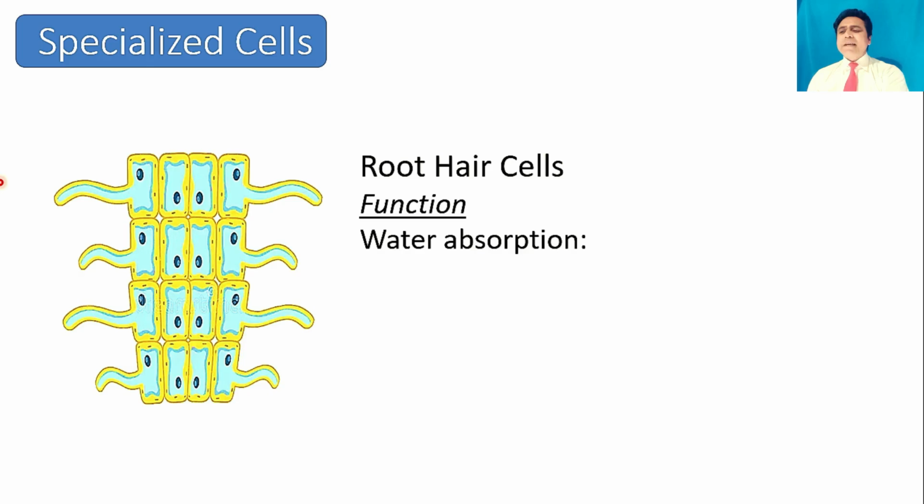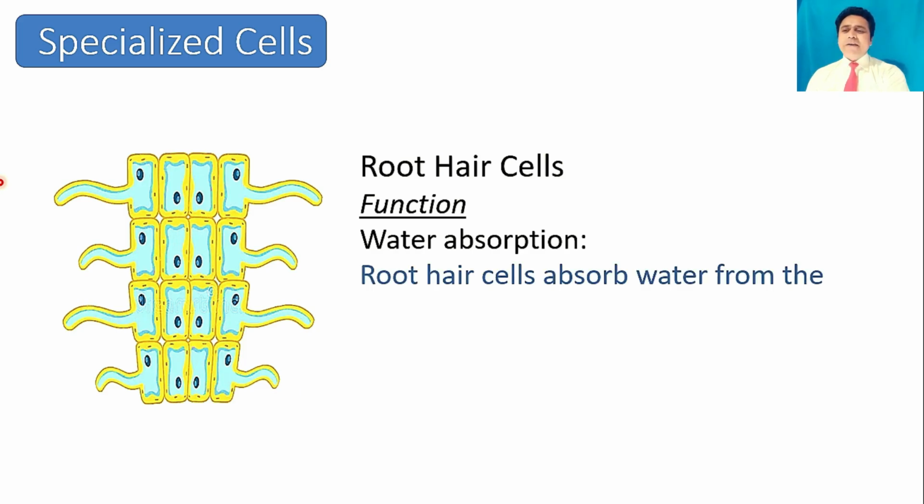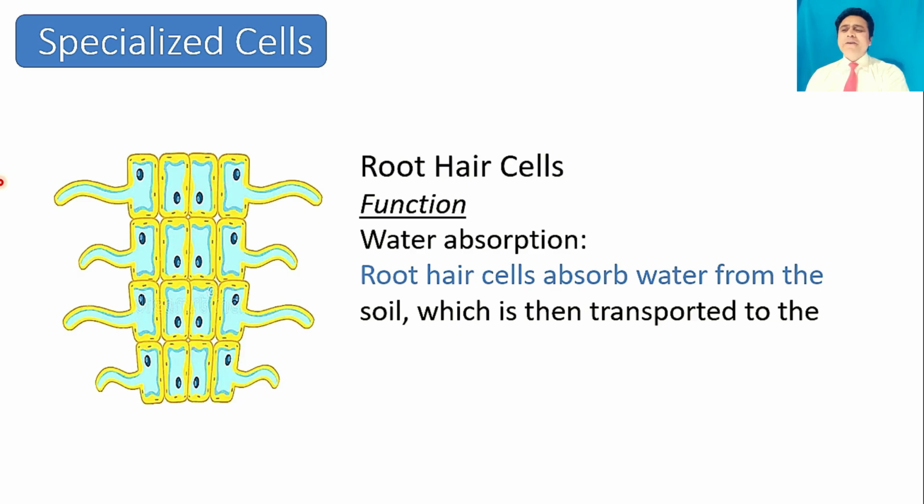Function of root hair cell. The function is water absorption. Root hair cells absorb water from the soil, which is then transported to the rest of the plant.